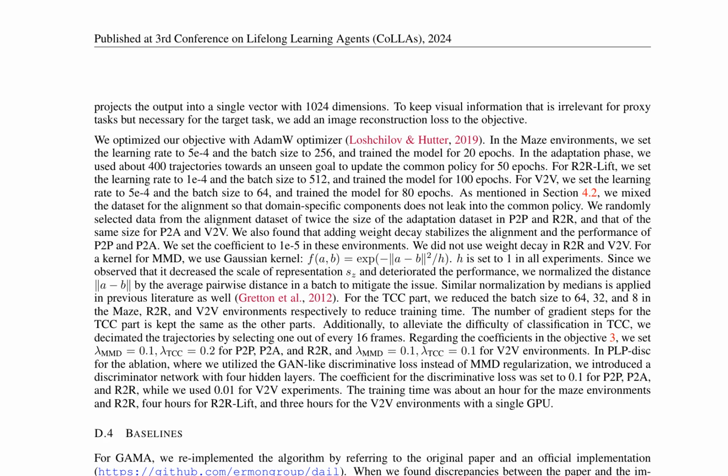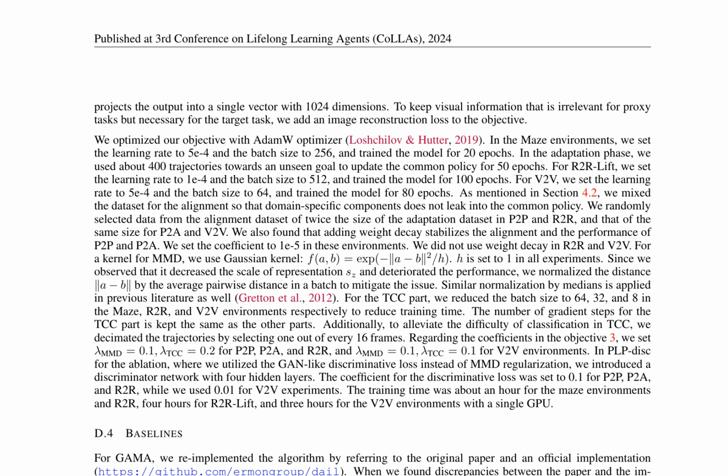The authors employ a lifelong learning approach to tackle the problem of adapting to unseen goals in various environments. They propose a novel objective function that combines maximum mean discrepancy, MMD, and temporal contrastive coding, TCC, to align the representations across different domains. The MMD term ensures that the representations are domain invariant, while the TCC term captures the temporal relationships between states and actions.